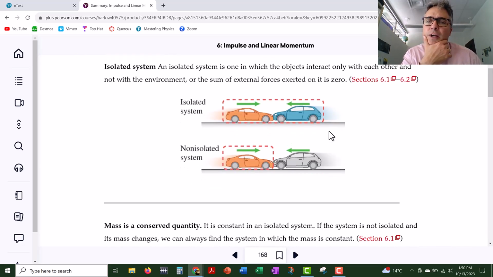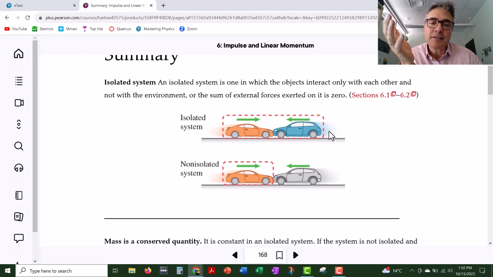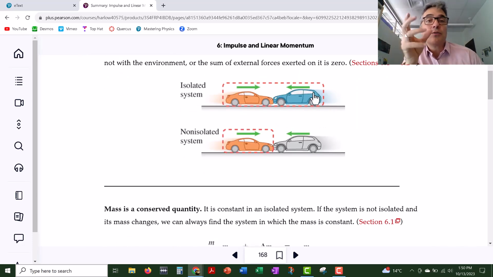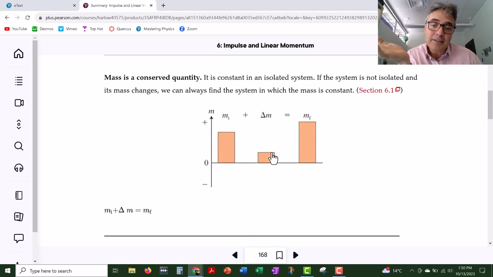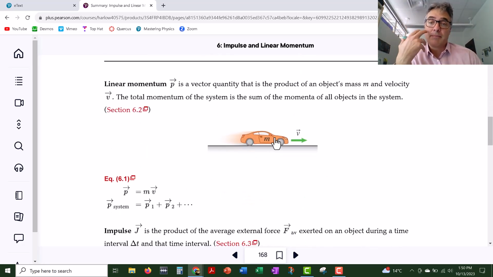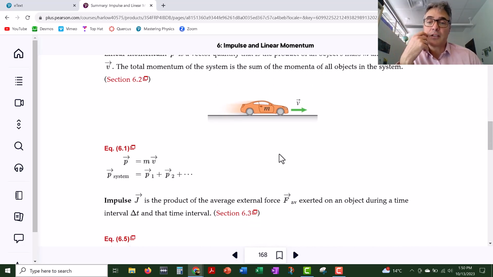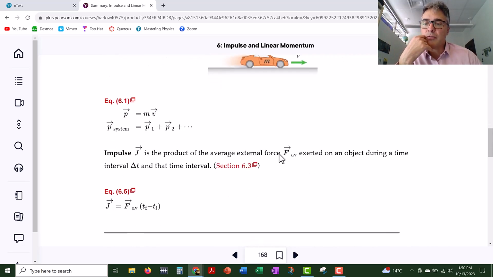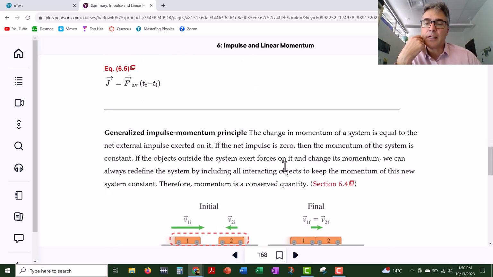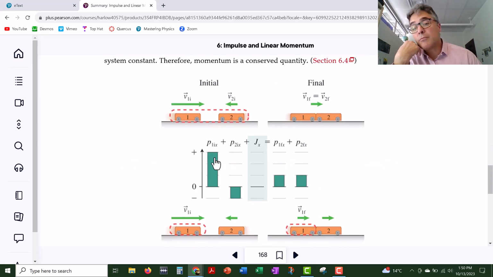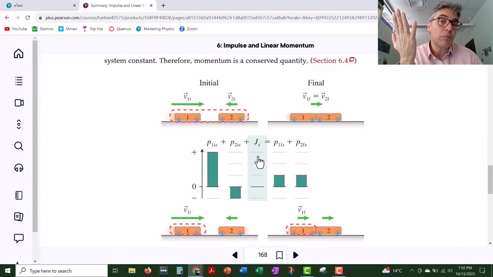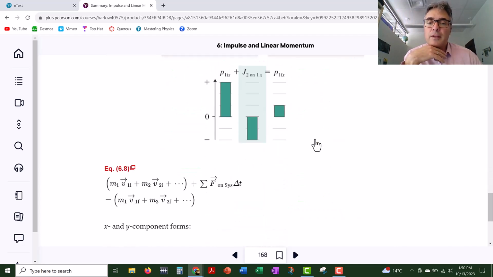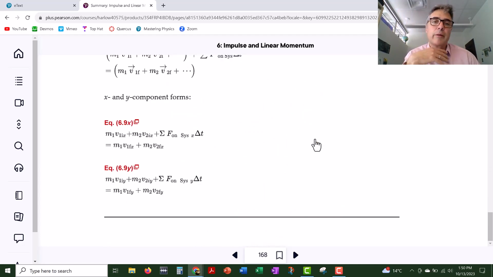This is the summary, talking about what an isolated system is. It's isolated if there's no net external force. If it's got an external force from some part of the environment, then it's not an isolated system. Mass is a conserved quantity, and momentum is a conserved quantity if the net external force is 0. There's the definition of momentum. There are a lot of nice little equations here, such as initial momentum plus the impulse, which is the change in momentum, equals the final momentum. That's the main thing, and a little review of how to use those momentum bar charts.